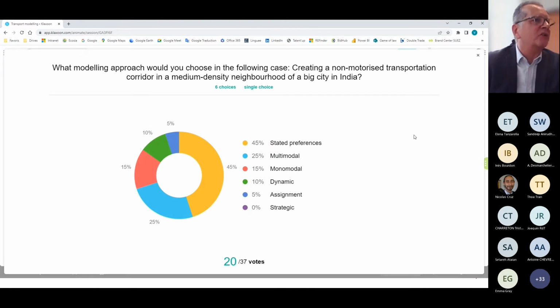Creating a non-motorized transportation corridor in a medium density neighborhood of a big city in India. This is not easy because non-motorized transportation is generally not very well taken into account in models. So maybe stated preference is a good choice, yes, or a multimodal approach. Nobody voted for a strategic approach, but still, thinking of the potential of non-motorized transportation based on global ratios could be a way to do it. And again, you can cross various methods just to cross-check and improve the reliability of the methods.